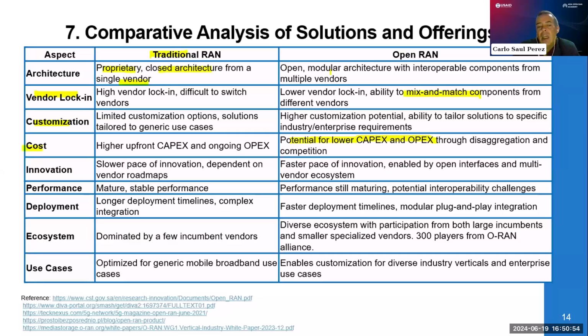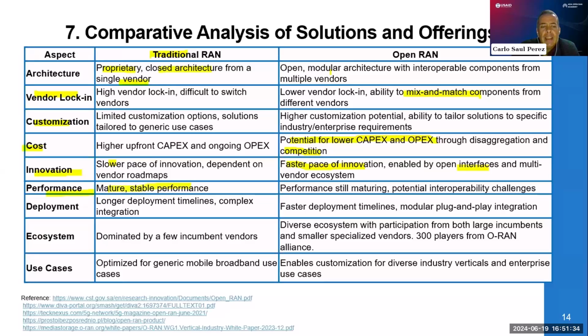We are talking about competition among around 300 players, so it's going to be a very tough competition for all of them to offer the best solution, in hardware or software. Innovation, usually for the traditional RAN, has been a little slower. But right now, because we have this virtualization and cloudification ecosystem, it's possible to offer faster innovation, enabling open interfaces and a multi-vendor ecosystem.